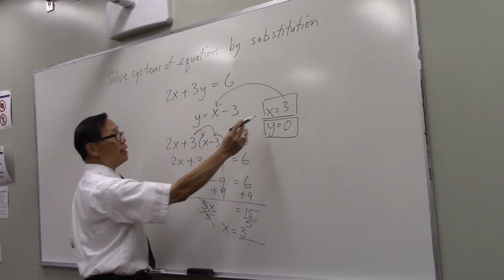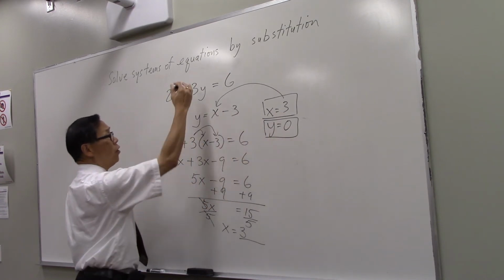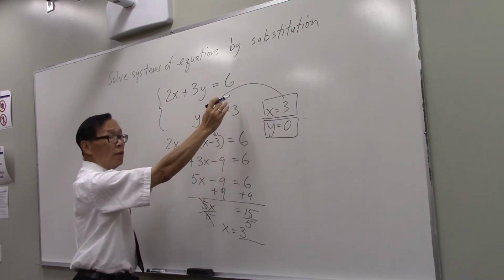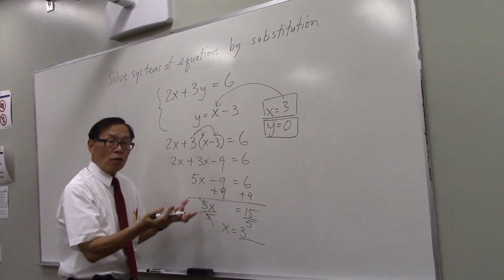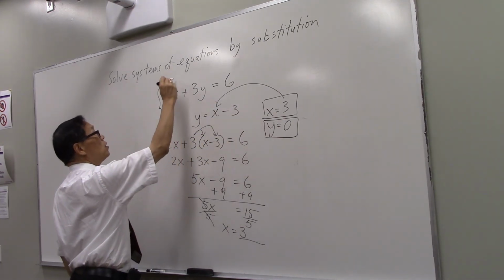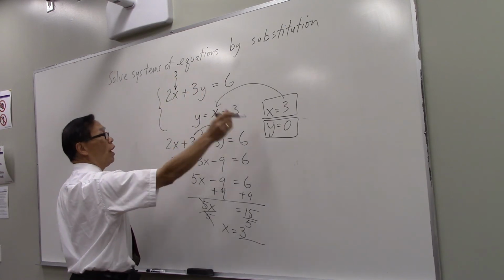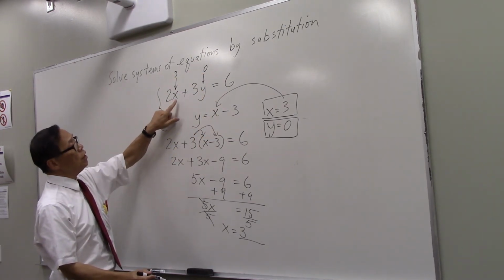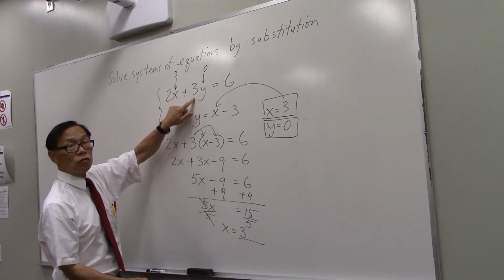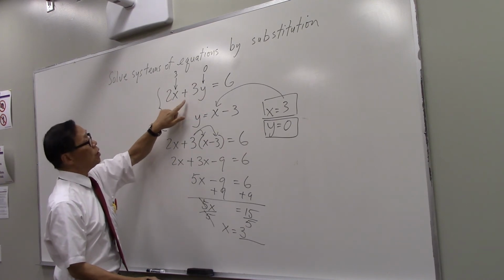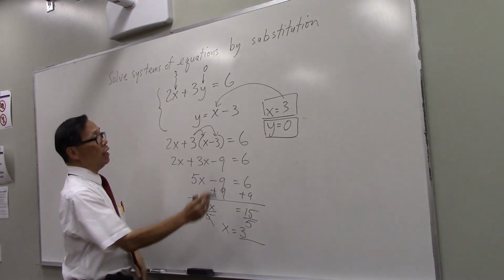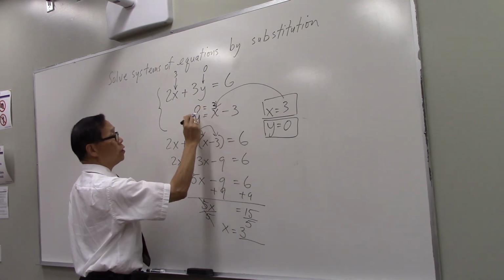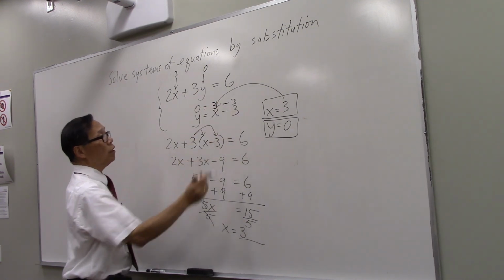Now, if you replace x with 3 and y with 0 in the original two equations, it's going to be a true statement. If it's true, that means it's the correct solution. So if x is 3 and y is 0, as you can see, 2 times 3 is 6. 6 plus 0, of course, 3 times 0 is 0. 6 plus 0 is 6. And here, y is 0, x is 3, 0 equals 3 minus 3. So it checks.